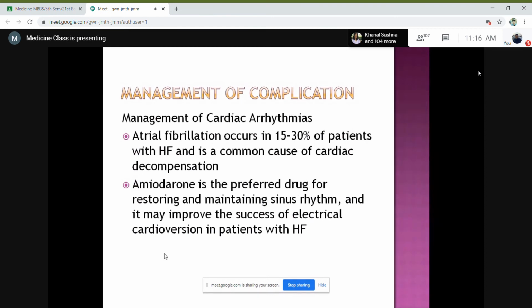Okay, and the other complication, as we know, is cardiac arrhythmia. Okay, and the most common arrhythmia is atrial fibrillation, which accounts for around 15 to 30% of the patients, and it is one of the important causes of cardiac decompensation as well. Again, for the patient who has atrial fibrillation secondary to heart failure, amiodarone is the preferred drug for restoring and maintaining sinus rhythm, and it may work as electrical cardioversion in patients with heart failure.